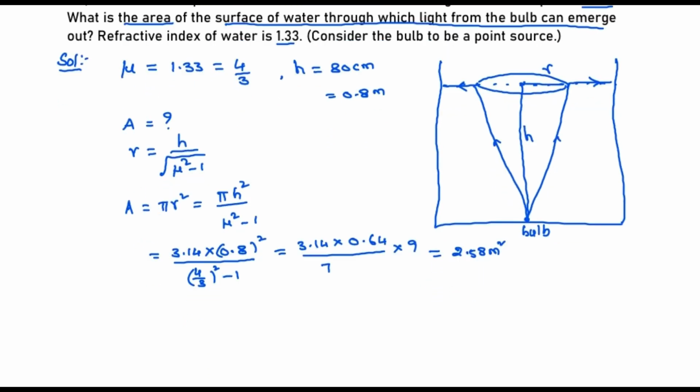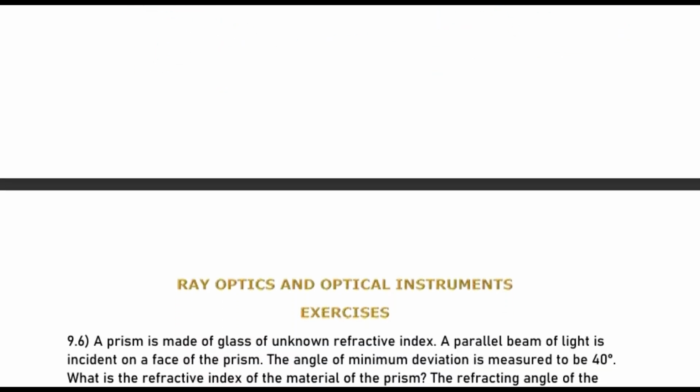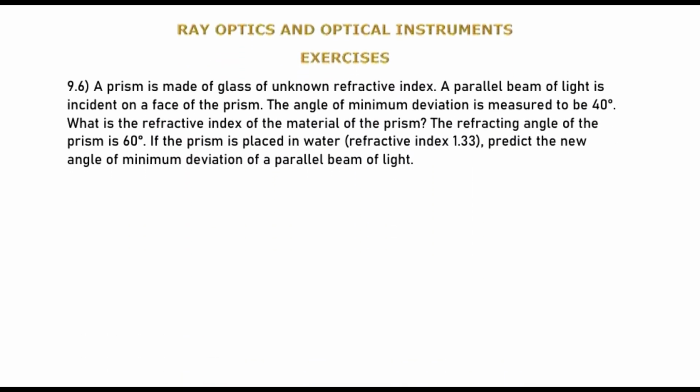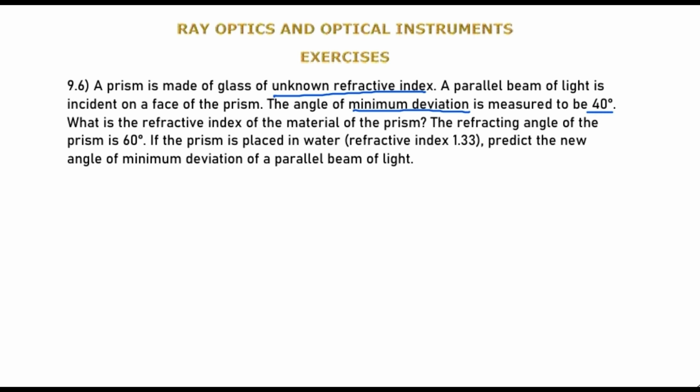Coming to 9.6. A prism is made of glass of unknown refractive index. A parallel beam of light is incident on a face of the prism. The angle of minimum deviation is measured to be 40 degrees. What is the refractive index of the material of the prism?